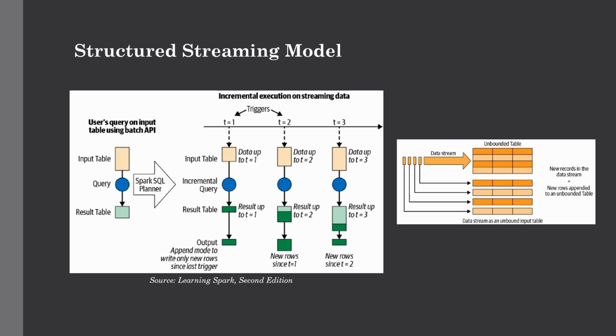The first one is append mode. In append mode, only the new rows will be appended to the result table. This is applicable only in queries where existing rows in the result table cannot be changed. The next mode is update mode. Only the rows that are updated in the result table will be changed in the external storage. And there is a complete mode as well, where the entire updated result table will be written to the external storage. Those are the modes we are utilizing in the streaming model.